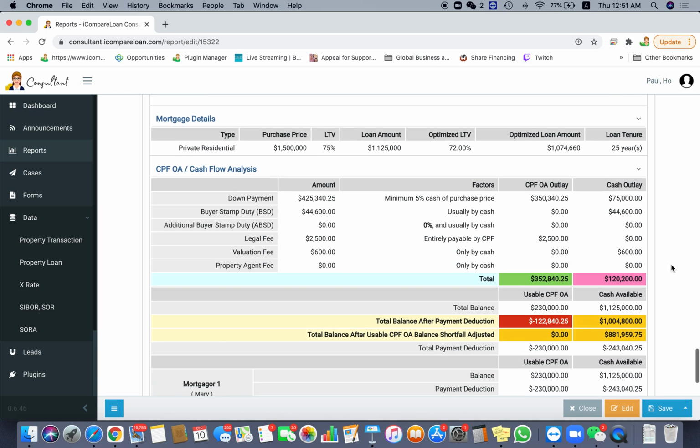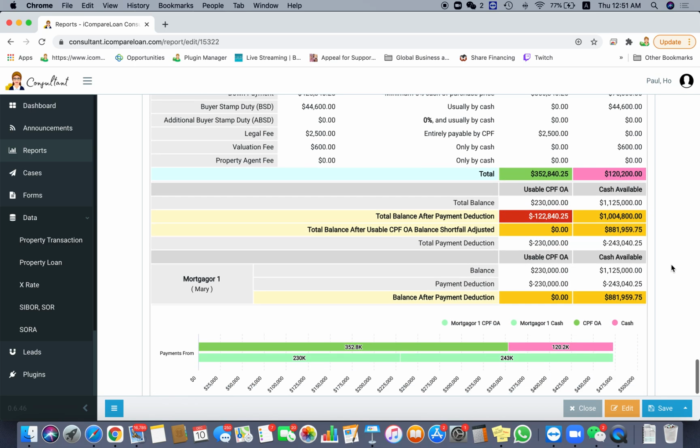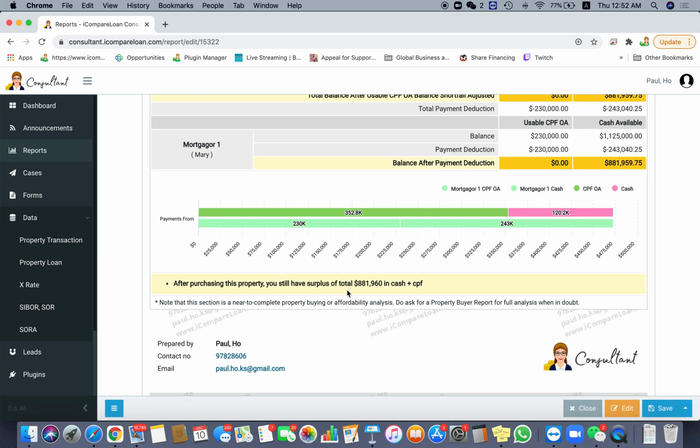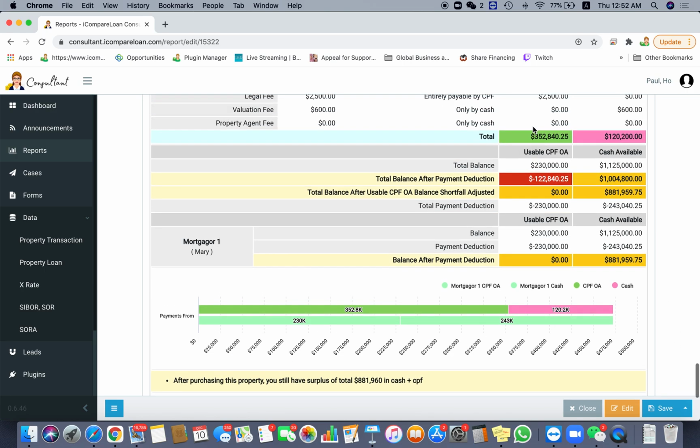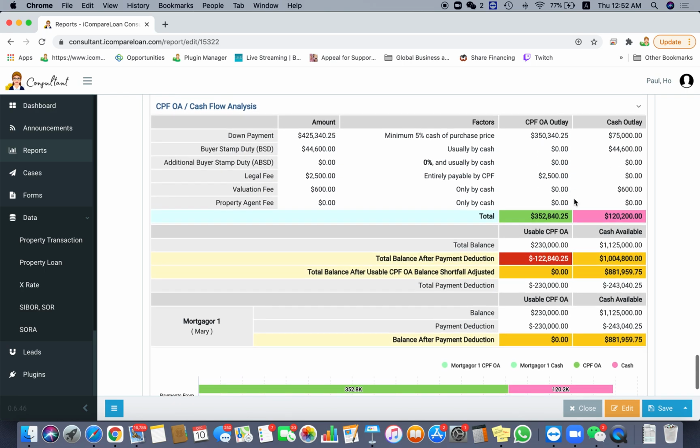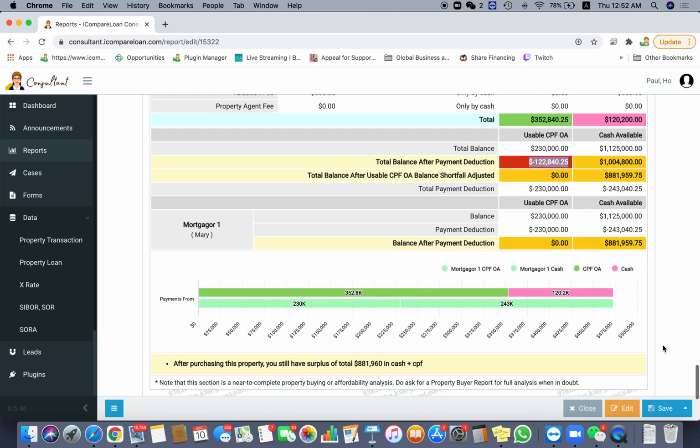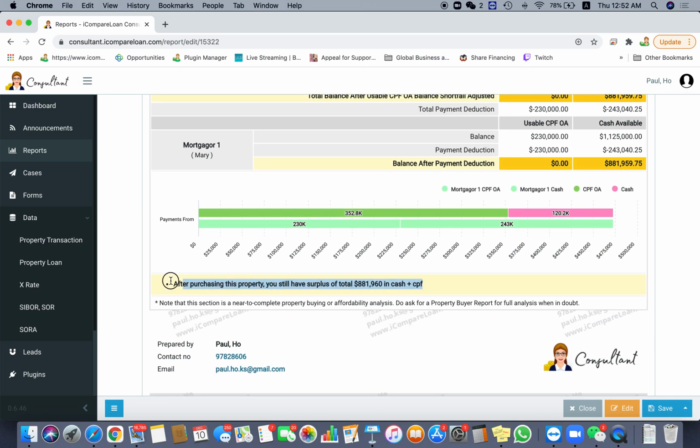And after buying the property, you will see that Mary has $881,000 of cash plus CPF left behind, right? Even after, in Mary's case, she's buying a new property using this 352 CPF. She has 230. After that, leftover is 122, right? She wiped out her CPF, and then after paying everything, she still has cash of 881,000, right?